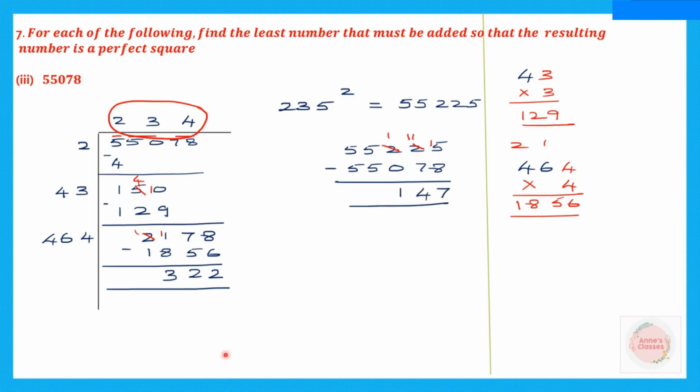That means 147 is the number that should be added to this number so that we get 55,225, which is a perfect square. So the number to be added is 147. So the least number that should be added is 147. This is our answer.